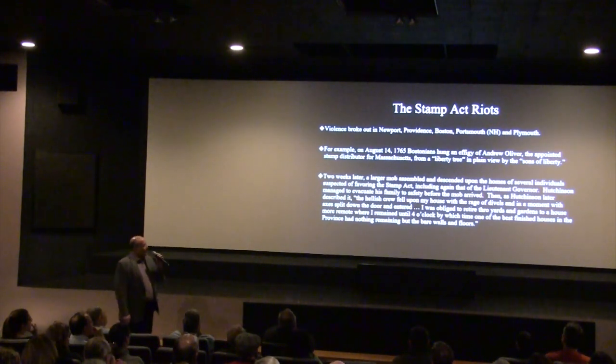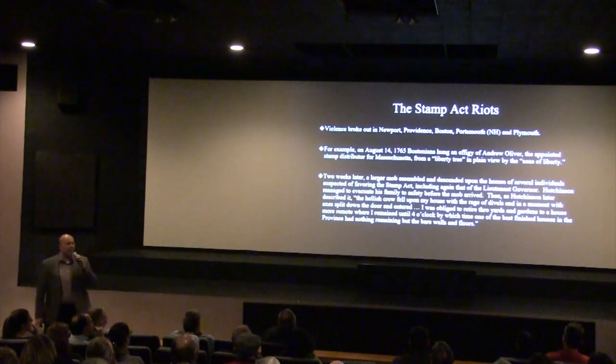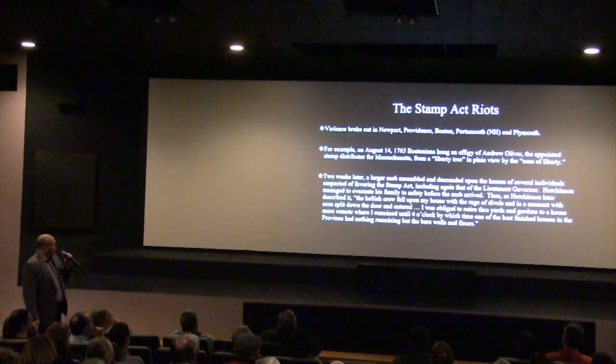Two weeks later, a larger mob assembled and descended upon the homes of several individuals suspected of favoring the Stamp Act, including that of Lieutenant Governor Hutchinson. Hutchinson managed to get his family out when the mob arrived at his home, but he actually gave a pretty graphic description of how the mob treated him.